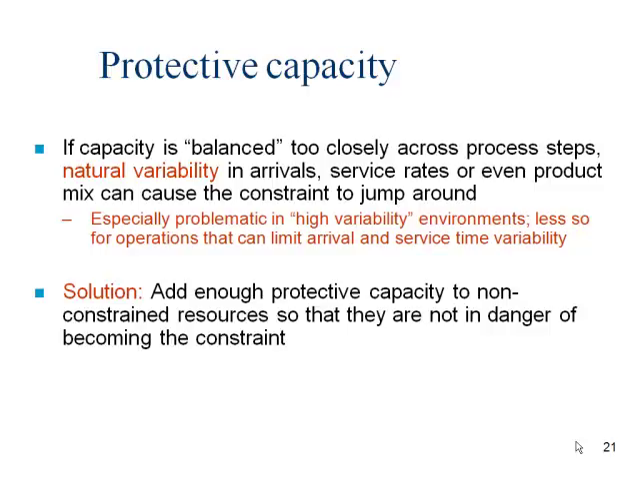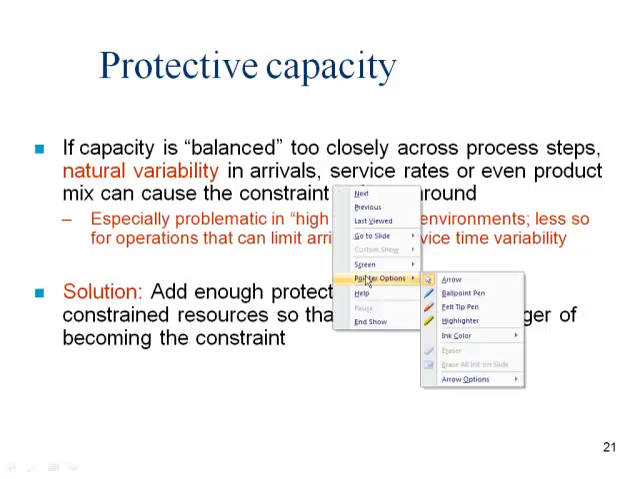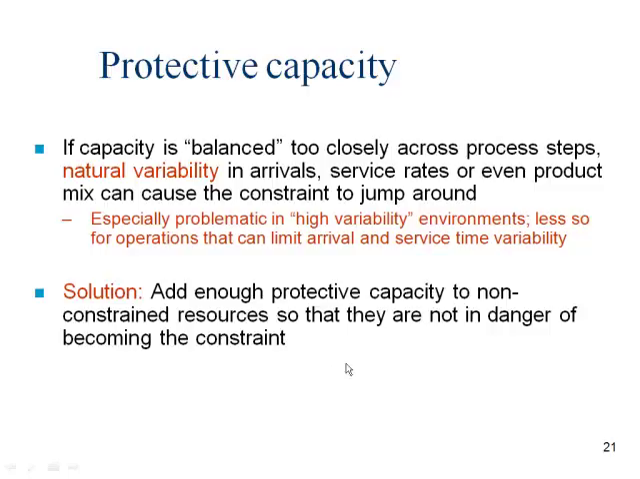So what's the solution? The solution is to add enough protective capacity to non-constrained resources so that they are not in danger of becoming the constraint. So what that would mean is something like this. Let's go back to our queuing theory. And let's say this line represents utilization.